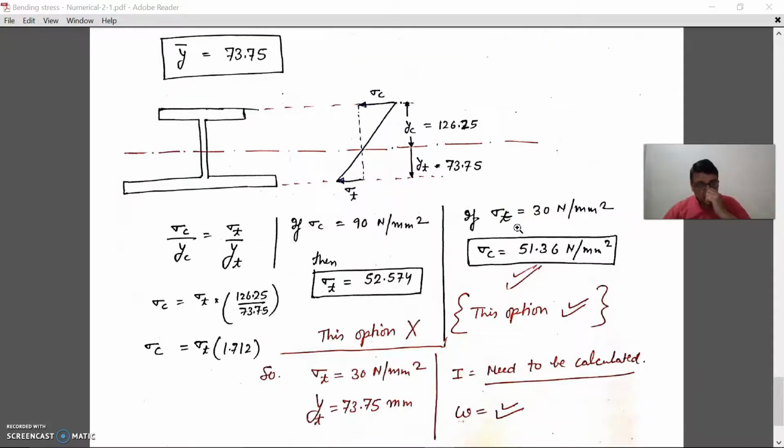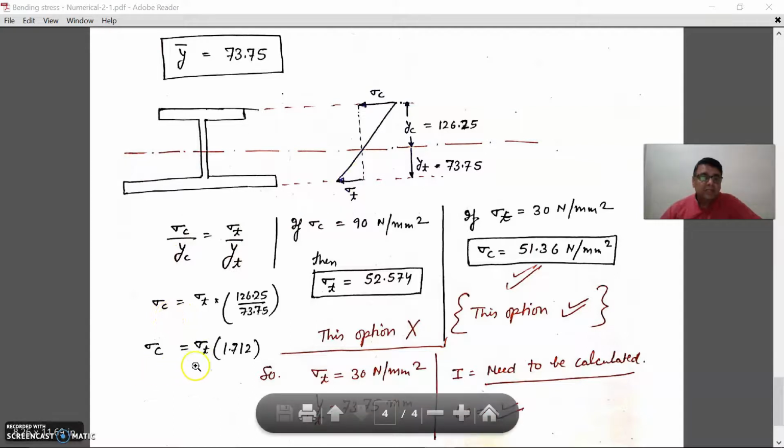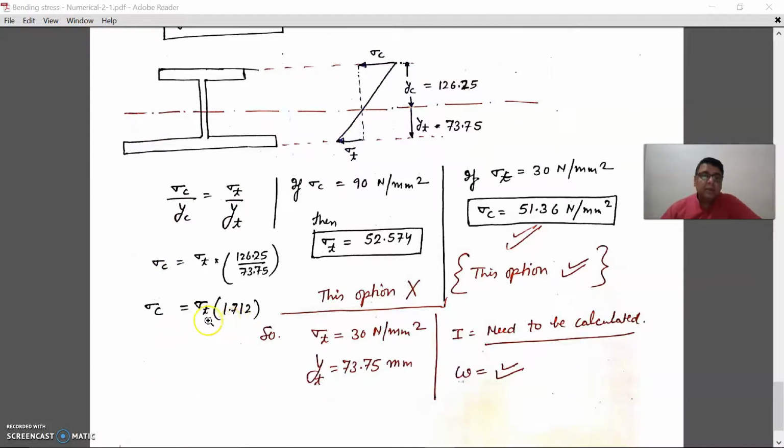Now how to deal with this situation is, sigma C over YC is equal to sigma T over YT. This we already know. And from this we'll get the relationship between sigma C and sigma T. From this it is very clear to me that if sigma C is 90, let us say in the beam, if compressive stress reaches its maximum value, then what will be the tensile stress? Sigma T will be 52.574, and that value is against the permissible limit. So this option will not work at all.